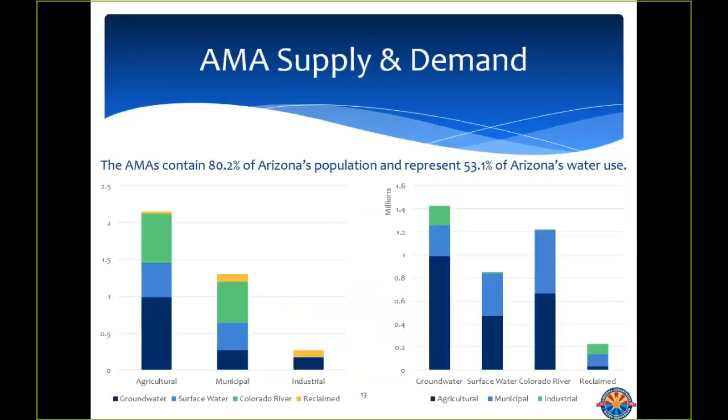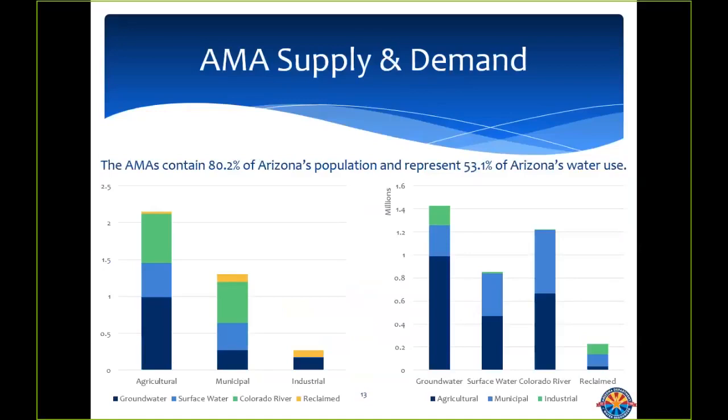So on this slide, this may be a little bit hard to read. On the bottom of the axis on the left-hand side, you have agricultural, municipal, industrial. So this side is the three sectors, with the different colors being different water types. And on the right-hand side, you have different water types with the different vertical colors being different sectors. This particular slide is actually all 5 AMAs aggregated.